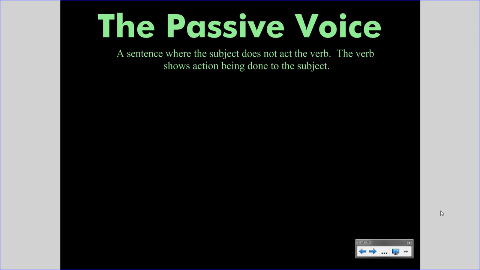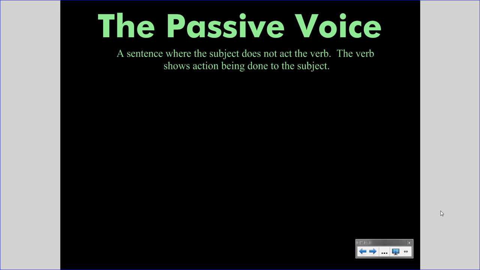This is a sentence where the subject does not act; the verb shows action being done to the subject. Now the definition presumes, of course, that you remember the basic structure of every sentence, and that is that it contains a noun and a verb, and of course we call the noun the subject and the verb the predicate, but we're talking about the relationship between those two. So in a regular sentence, something like I read the book, I is the subject and read is the verb, and of course the subject I is doing the reading.